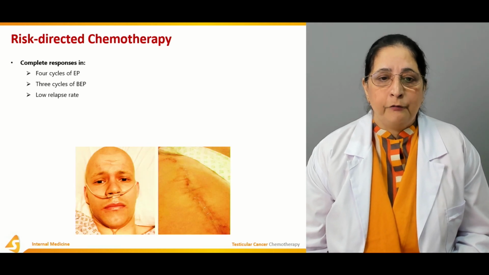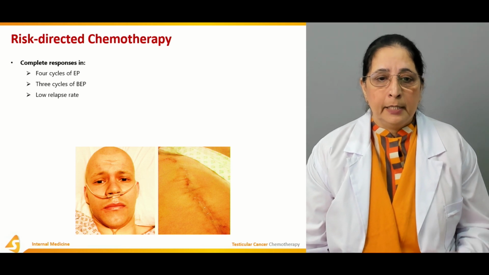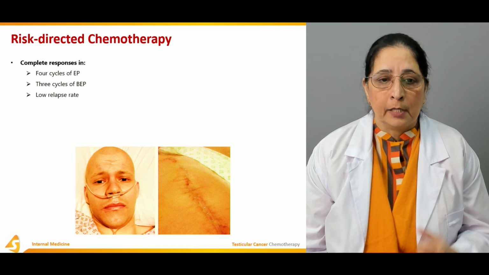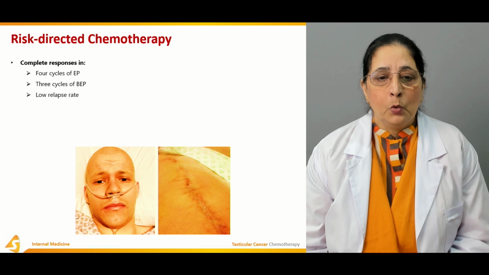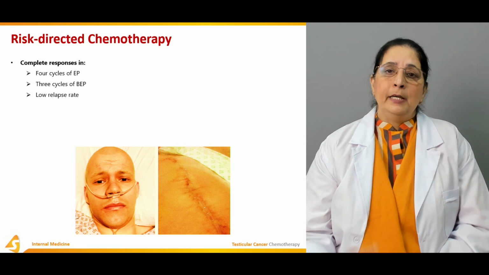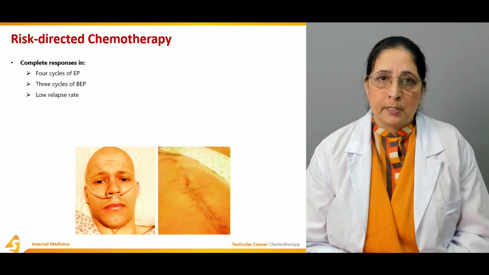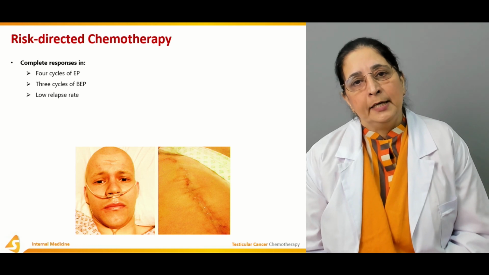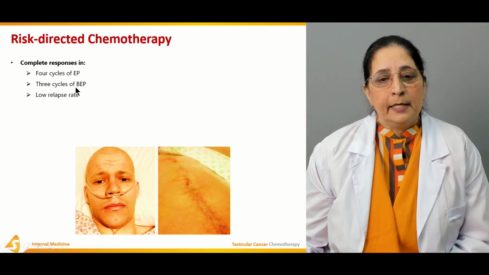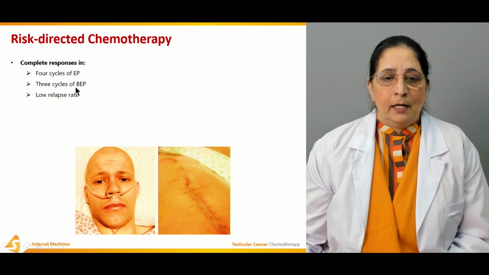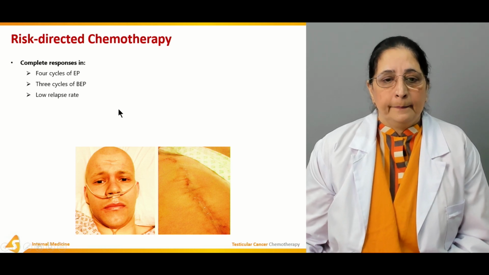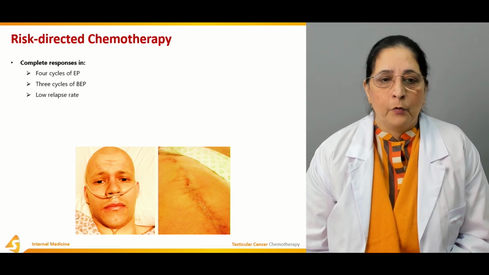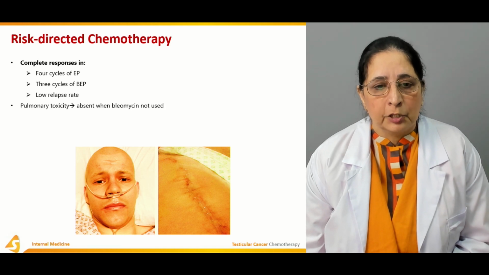Complete response in 4 cycles of EP chemotherapy, 3 cycles of BEP with 3 chemotherapeutic drugs, and there is low relapse rate. So complete response occurs with 4 cycles of EP and 3 cycles of BEP. In BEP, we added bleomycin along with EP. So these are the responses to 4 and 3 cycles of chemotherapeutic drugs.